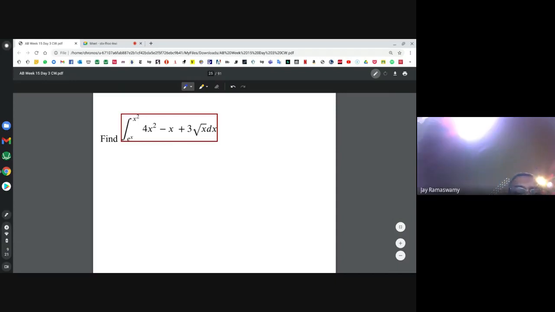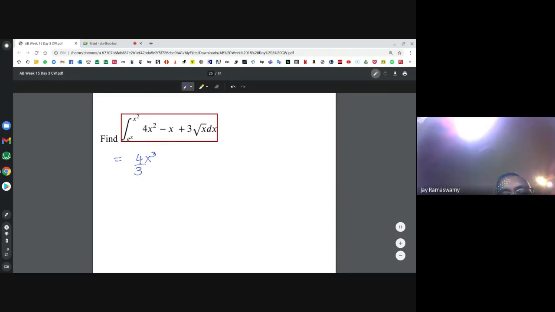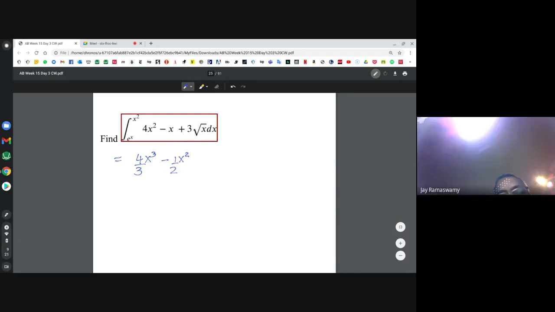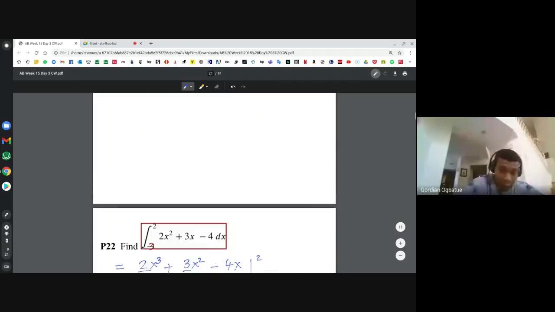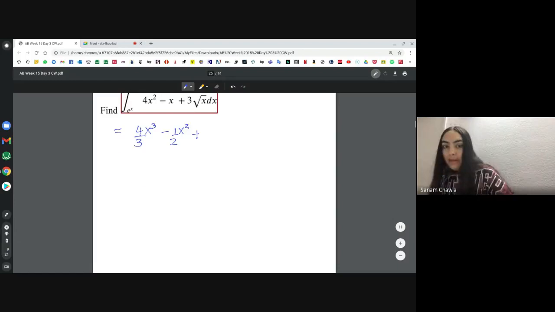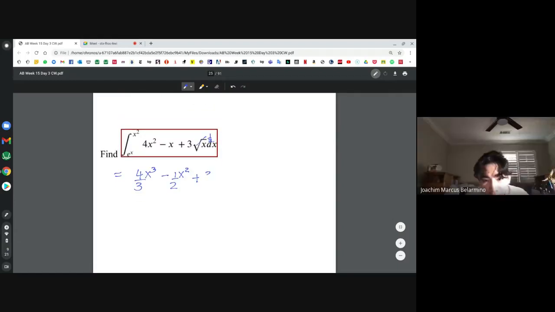Okay. Let's integrate. What's the integral of 4x cubed? 4x squared divided by 3. Integral of x is negative 1 times x squared over 2. And then, do we have a formula for radical x, or are you going to rewrite it? Rewrite it as 3x to the power of 1/2. Yes. I'm going to use the power rule.